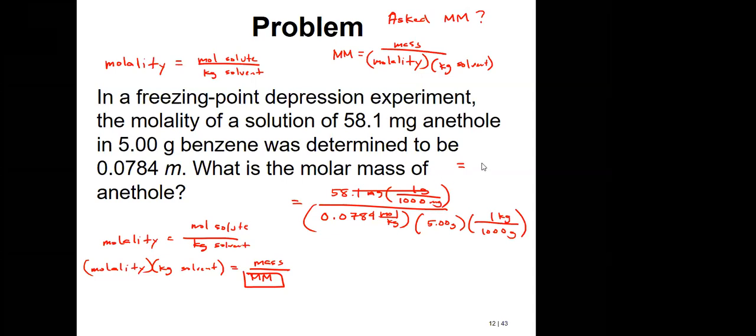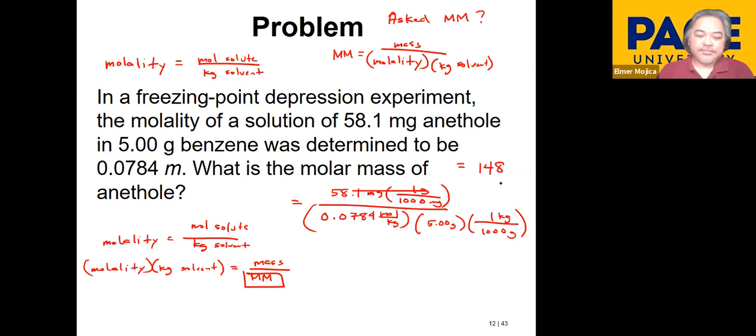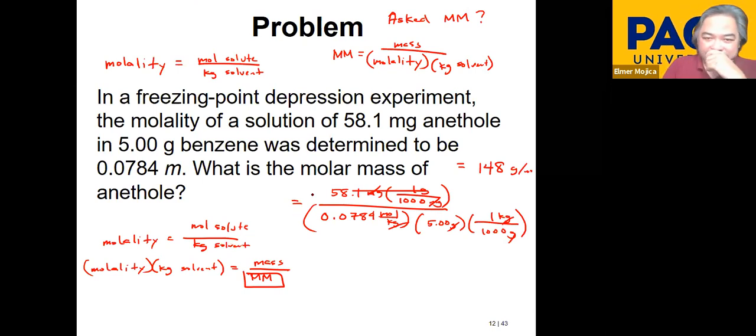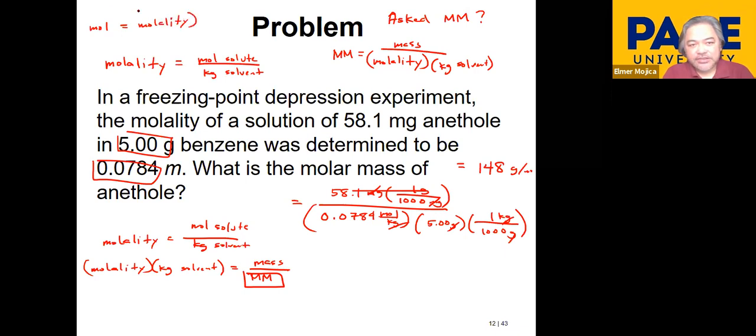Okay, so you get 148. So that's grams per mole. If you look at the units, milligram, milligram, gram, gram, kilogram, kilogram. Now, how do we do it the step-by-step way? We can start with getting this, multiplying it with this one. If we start from here, we get the moles. So the moles equals molality times kilogram solvent.